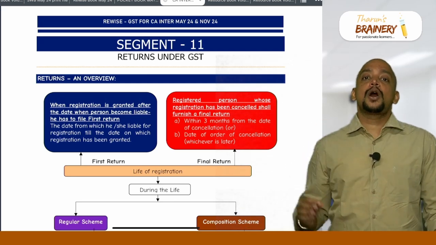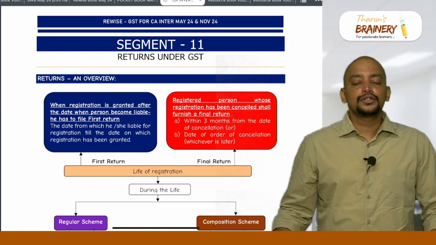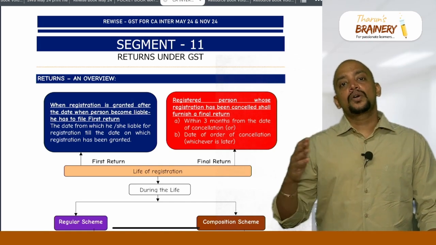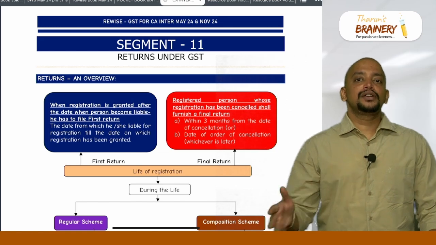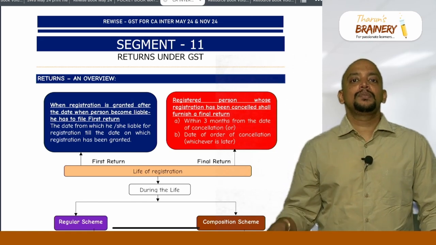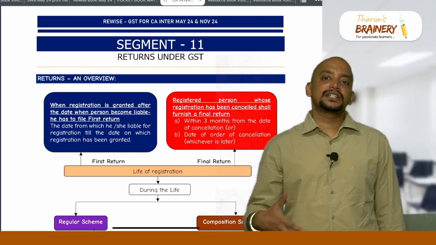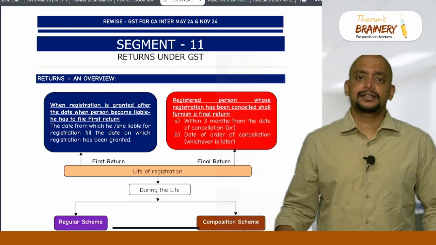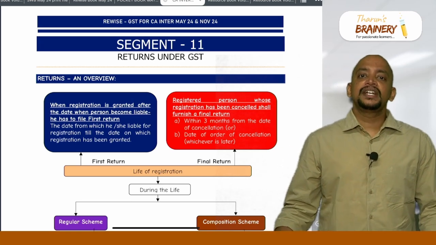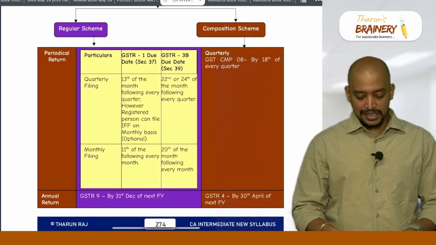Suppose a person has opted for QRMP, so they will be filing returns on a quarterly basis. Therefore the due date will be 13th of the month following every quarter. For example, for the April to June quarter it will be July 13, and for July to September it will be October 13th, like that. So quarterly, by the 13th of the month following every quarter, they need to file GSTR1. Whereas in case of monthly GSTR1, it will be the 11th of the month following every month. So that is about GSTR1.